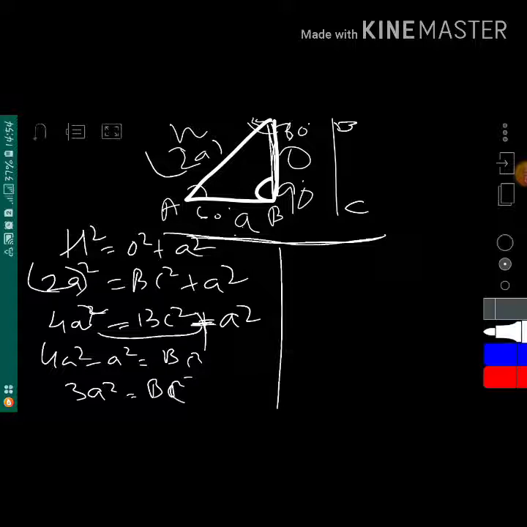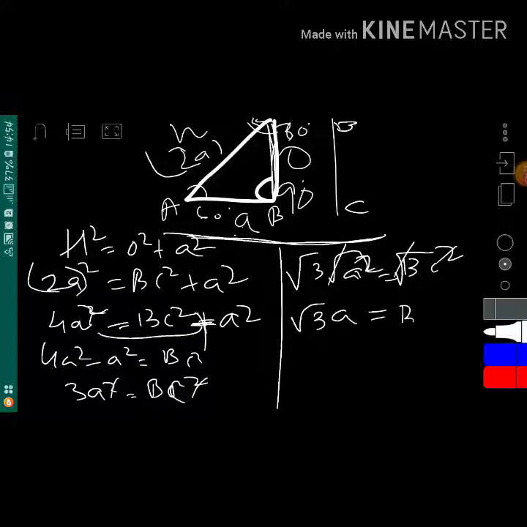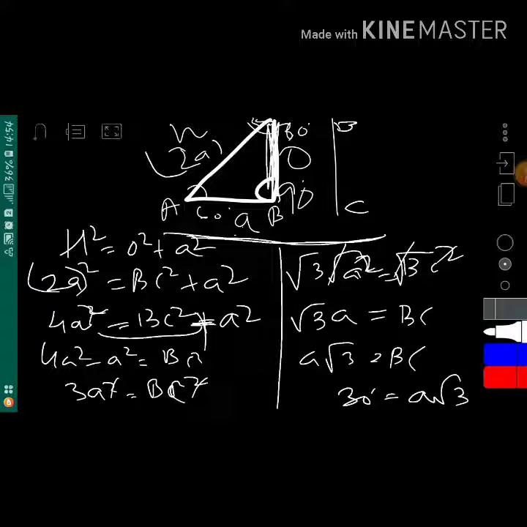Fine. Now to remove this square, what we will do, root on both sides. Root 3 root A square is equal to root of BC square. Square cancels. 3 can't cancel. So root 3 A is equal to BC. To be more precise, A root 3 will be my BC. That is my 30 degree. My 30 degree side will be A root 3. Understood?